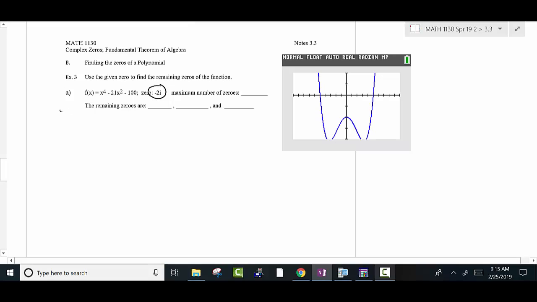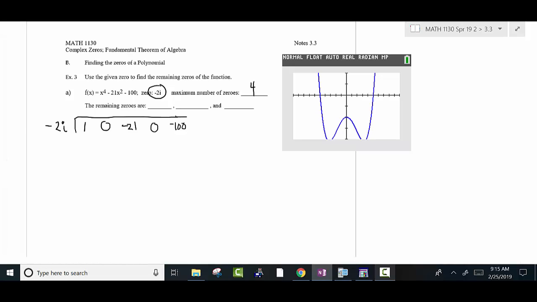It's a fourth degree, so we have a maximum of 4 zeros. We can't have more than 4. So we're going to find the other zeros. Let's start. We have no choice but to start by dividing synthetically with negative 2i. Notice you have missing terms. You have 1x to the fourth. You don't have an x to the third, so you put a 0. You have a negative 21x squared. You don't have an x, so you put a 0. Then you have a constant of 100. So make sure you have placeholders for everything: 4, 3, 2, 1, and then the constant.